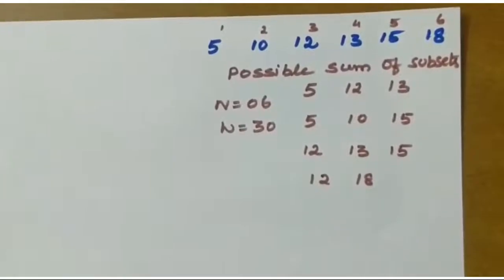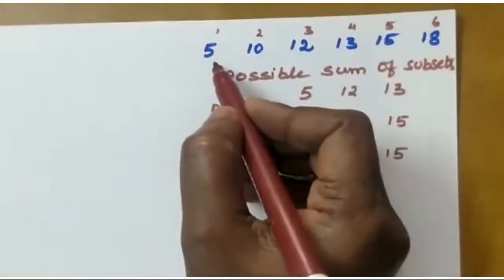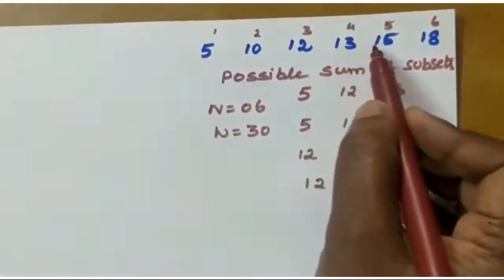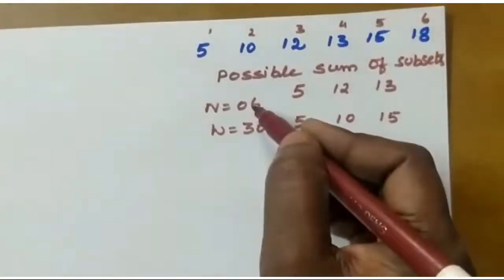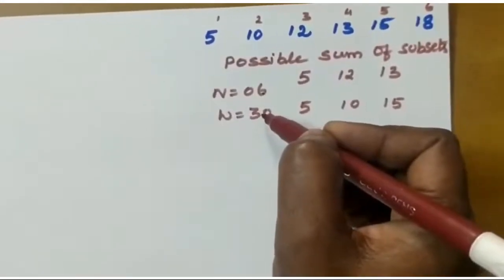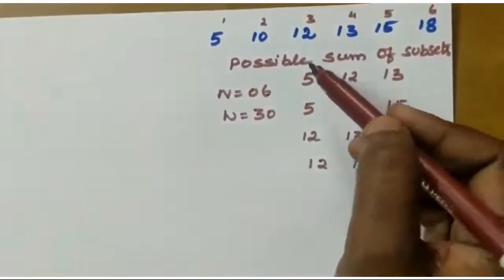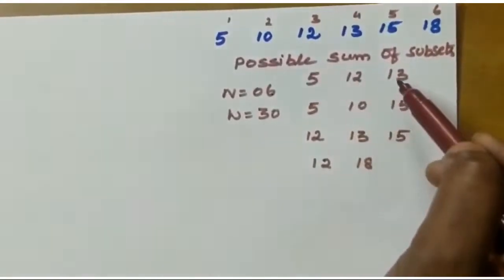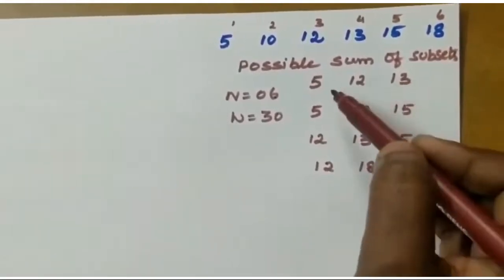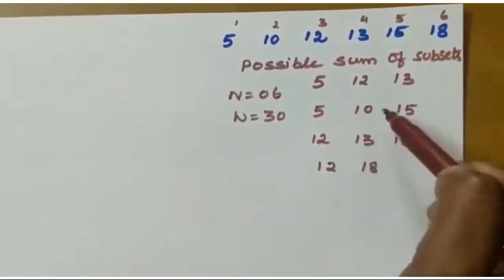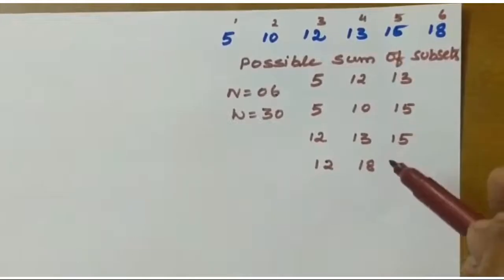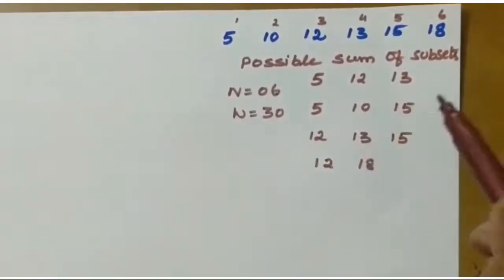As I told you before, we are just going to have 6 items. The values are 5, 10, 12, 13, 15, 18. So the number of items is equal to 6. And the weight which we are considering over here is a positive integer, 30. So from this set, the sums of subsets which we are going to arrive at are different. Various subsets: 5, 12, 13, or 5, 10, 15, or 12, 13, 15, or 12, 18. So in the combination of different items, we can have a sum of subset.